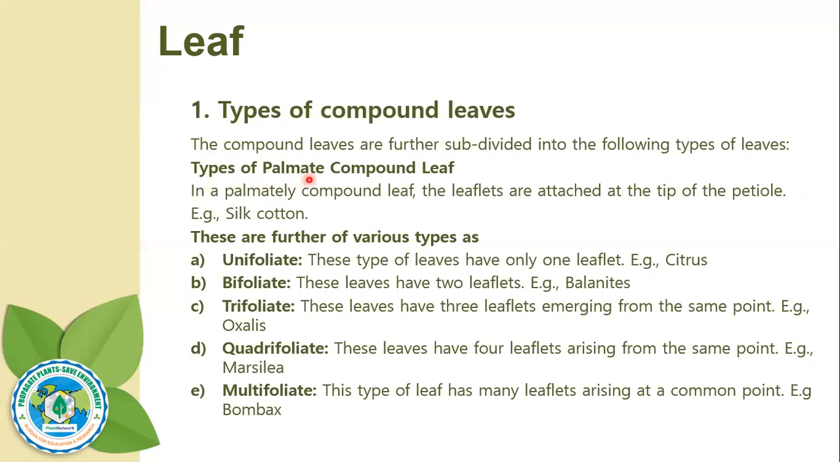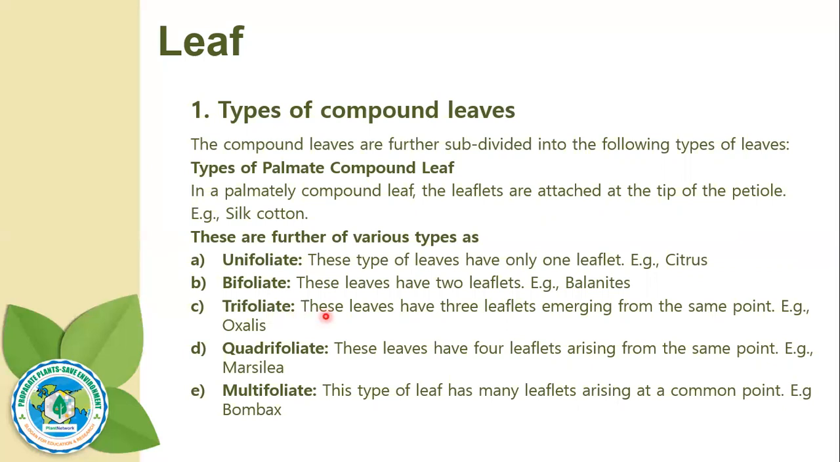The palmately compound leaf. The leaflets are attached at the tip of the petiole, for example, in silk cotton. These are further divided as unifoliate, bifoliate, and trifoliate on the basis of how many leaflets are present. Number one, the unifoliate. This type of leaf has only one leaflet, for example, in citrus. Bifoliate leaves have two leaflets, for example, in balanites.